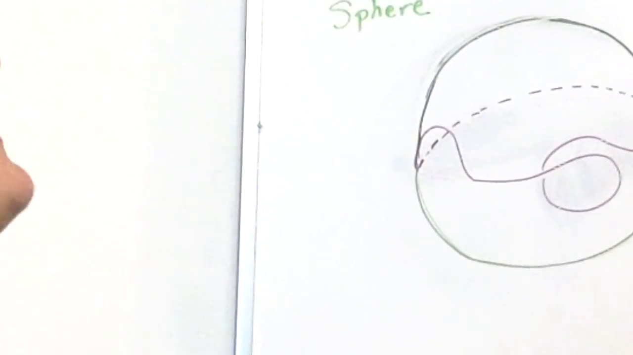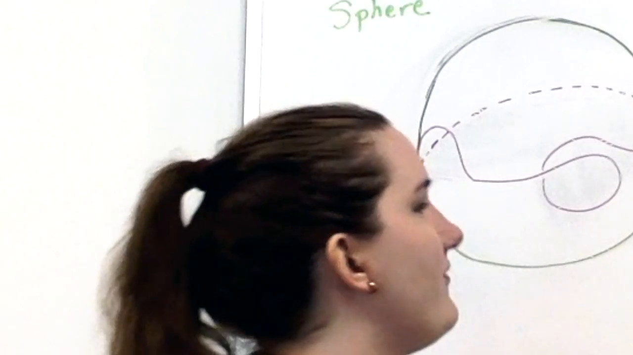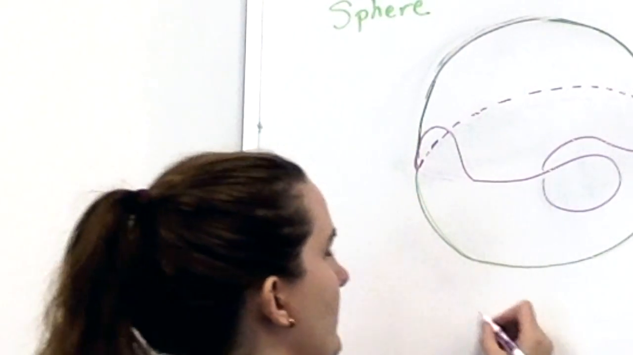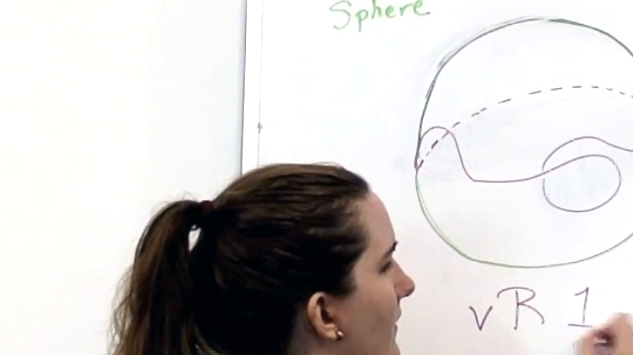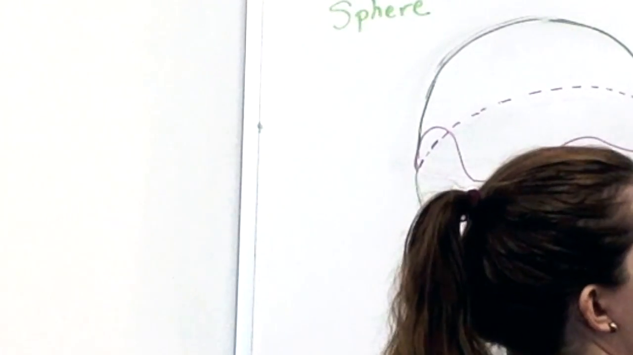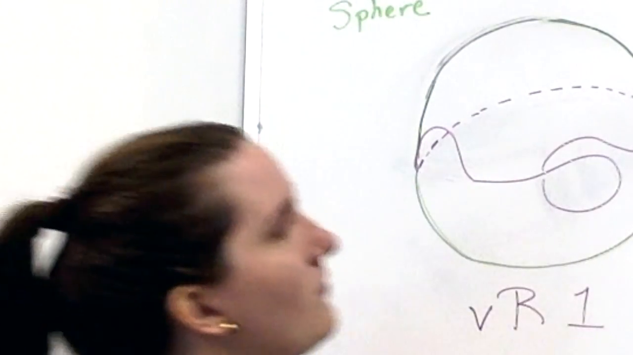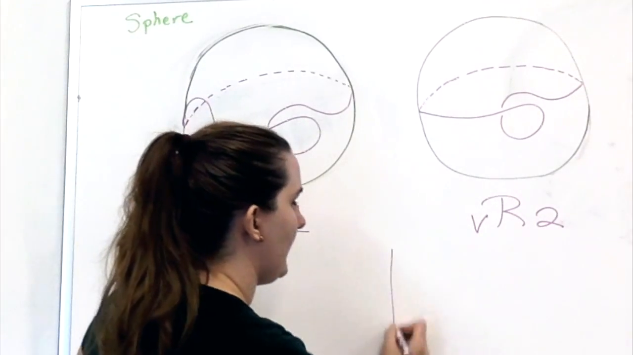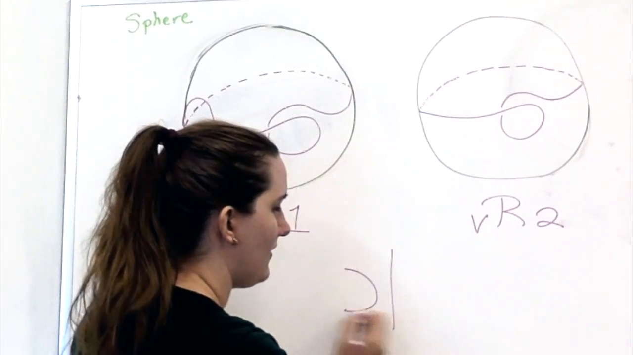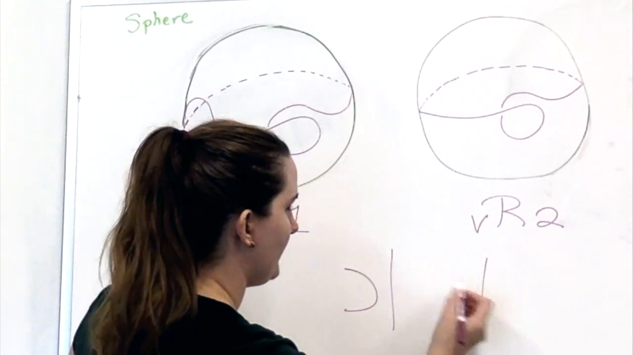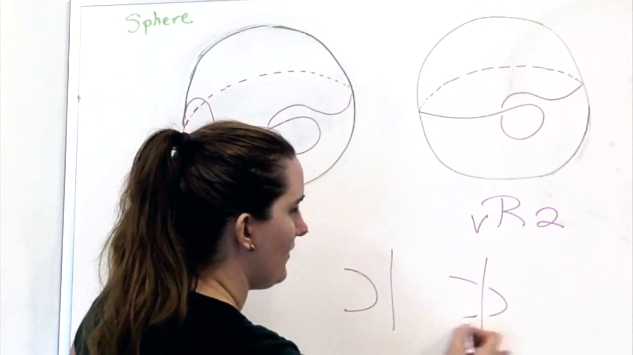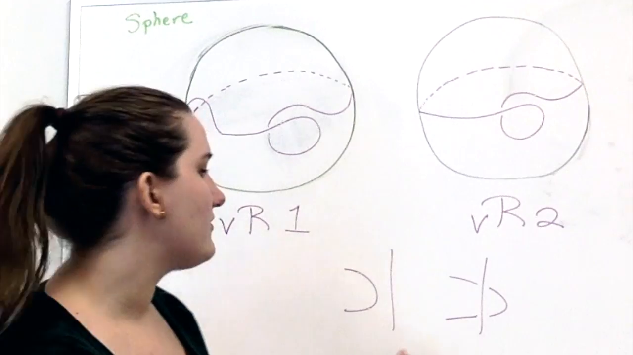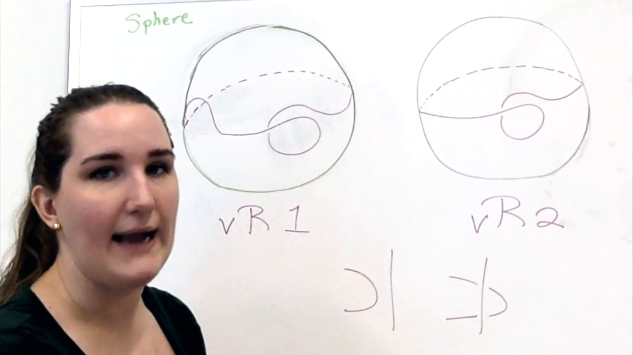All right, the next one we are going to show the virtual Reidemeister 2. So this would be VR1, and this is VR2. Okay, a Reidemeister 2 move normally looks like this, changes to this, and of course, one of those crossings can be in front or behind.